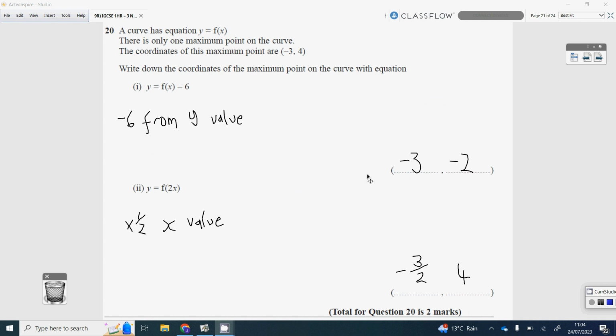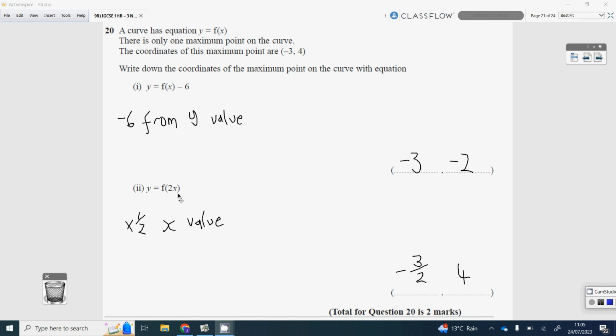Question 20. Now, with this transformation of graph questions, you just really need to learn that anything inside the function, inside the bracket, affects the x values and does the opposite to what you'd expect. And anything outside the function affects the y values and does exactly what you would expect. So with this first one, this minus 6 is outside the bracket, outside the function, so it's going to take away 6 from the y coordinate. So taking away 6 from the 4, we get minus 3, minus 2.